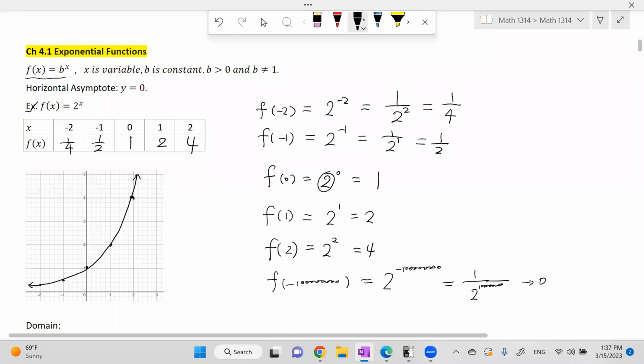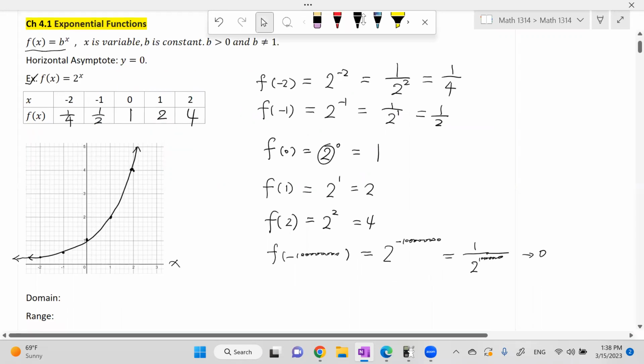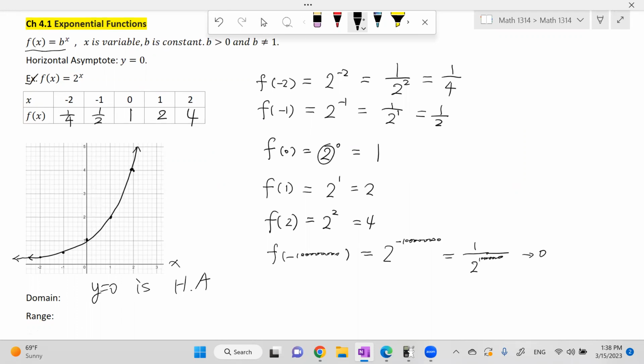So that means the graph is approaching y equals 0, but never touches it, because that's the definition. Okay, let me erase this and move on to the next part.